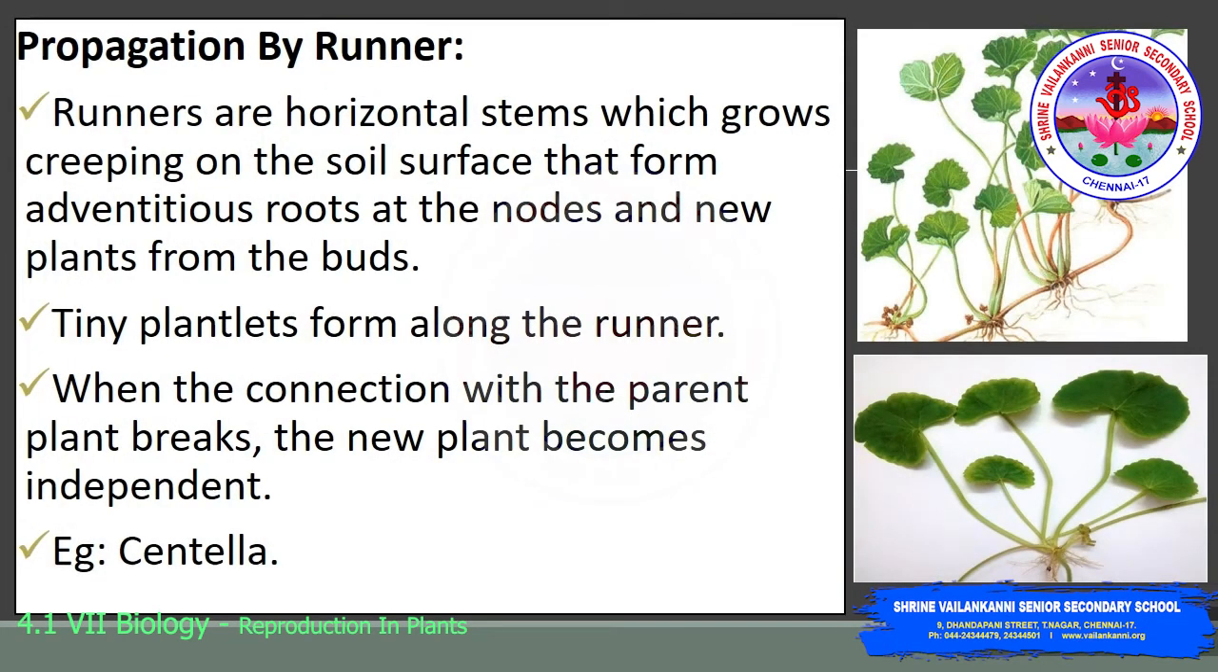The next is propagation by runner. Runners are horizontal stems which grow creeping on the soil surface that form adventitious roots at the nodes and new plants from the buds. The tiny plantlets form along the runner, as you can see in this picture. When the connection with the parent plant breaks, the new plant becomes independent. Example of a plant propagating by runner is centella.